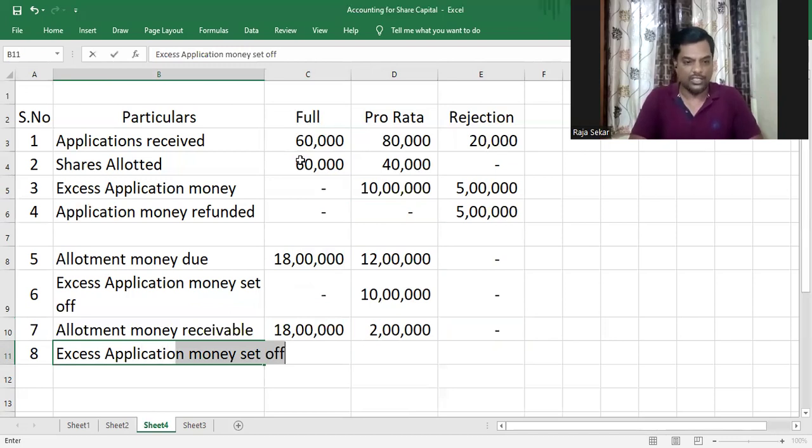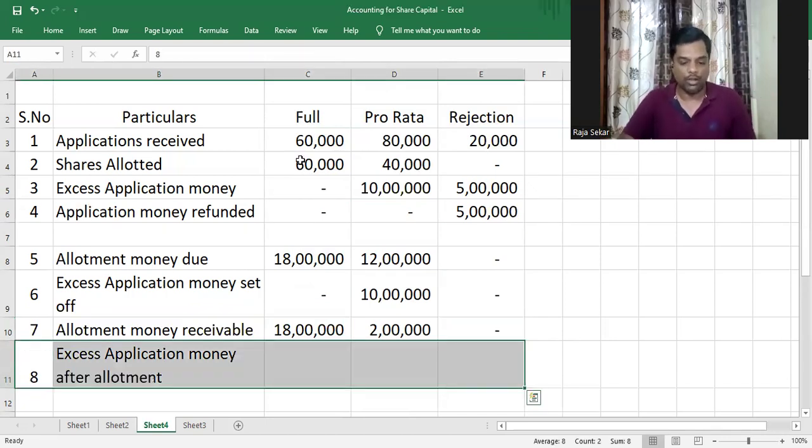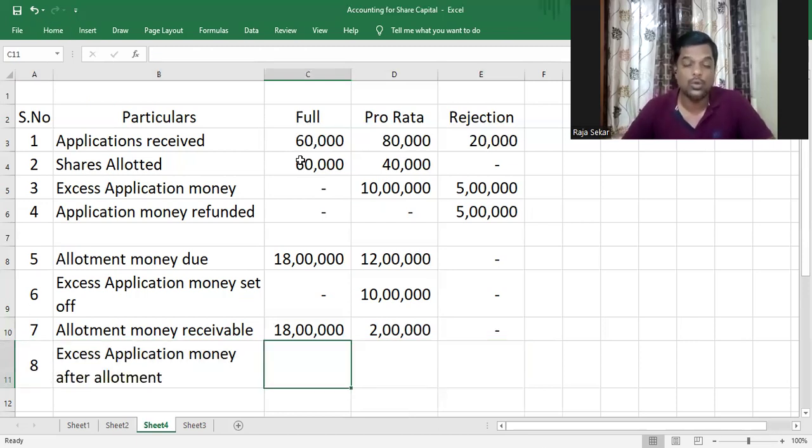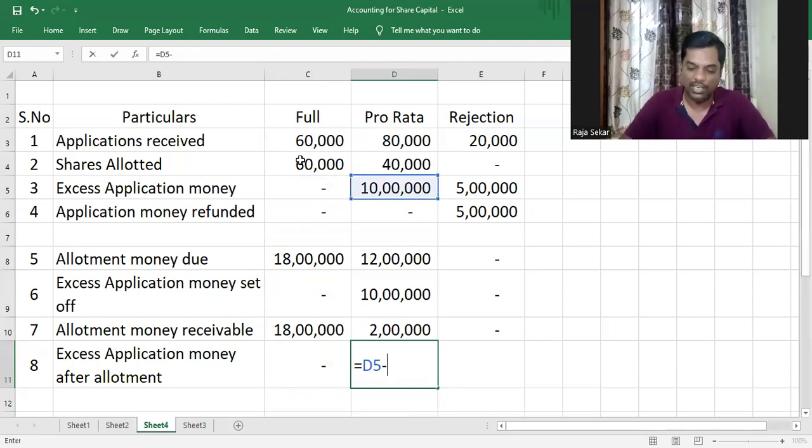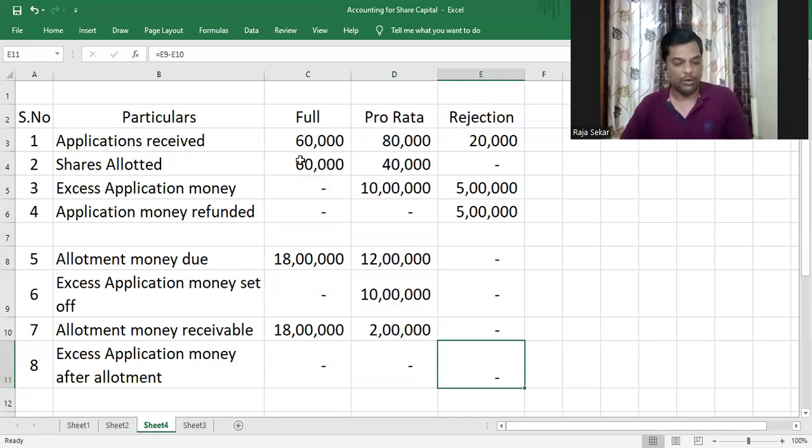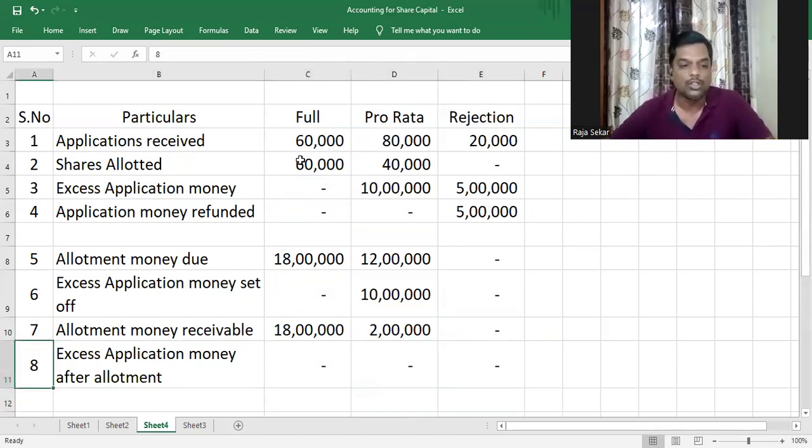Excess application money after allotment. So what is left as excess application money after allotment, which can be utilized for further calls? The question instructs us to do so. In case it cannot be utilized, then you'll have to refund that money. And if you see, for these people, there was no excess application money to begin with, and therefore it is zero. For the pro rata allotment people, 10 lakh was available, and the entire 10 lakh has been utilized to be set off against allotment dues, and therefore it's again zero. And for the rejection people also, it's actually zero. It's not excess application because that was refunded. Understood or not, my dear children?